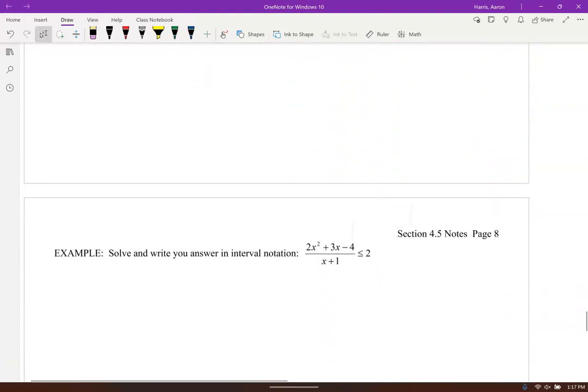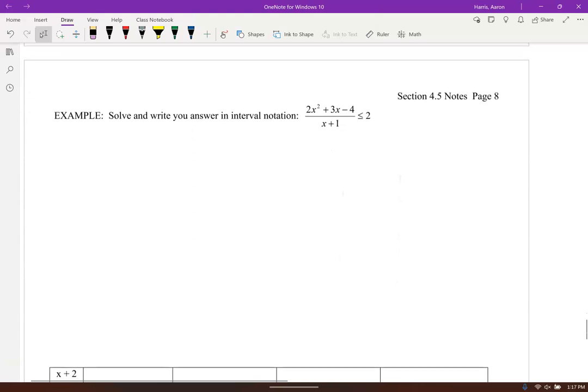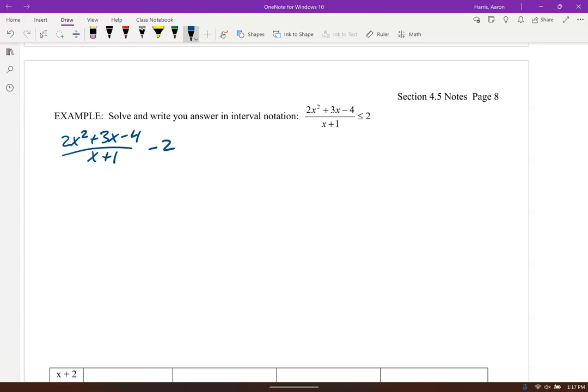All right, this next one we've got, notice a less than or equal to 2. So I got to take that 2 over. I got to subtract 2 first. So let's go to that point. Subtract 2. So now we're less than or equal to 0. Now right now this is 2 over 1. So I got to get a common denominator so I can put these two together.